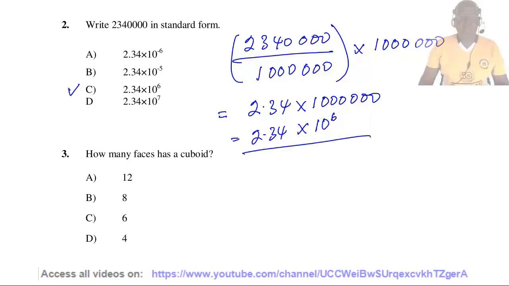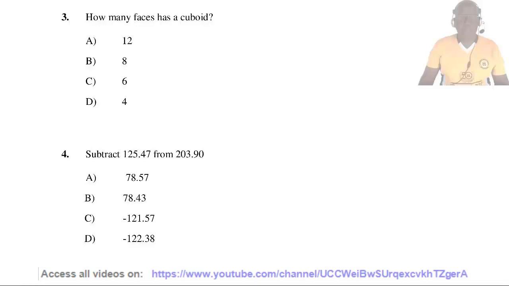In short, to convert 2,340,000 into the standard form, we shall shift the decimal point 6 places to the left and obtain 2.34, and therefore multiply by 10 raised to the power 6. Question 3. How many faces has a cuboid? A cuboid has 6 faces, so the answer is C.